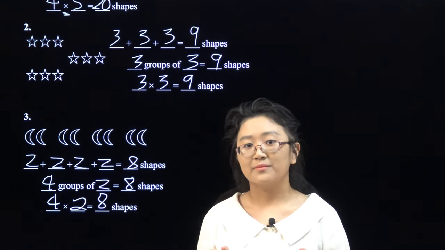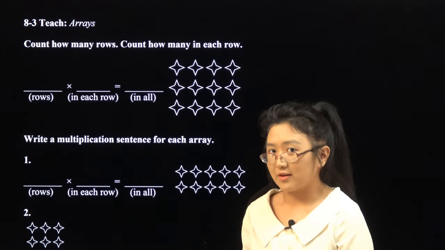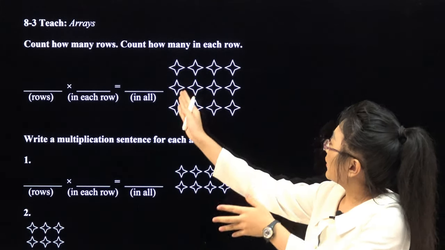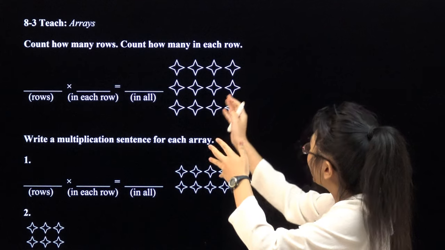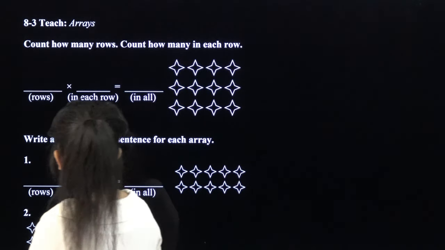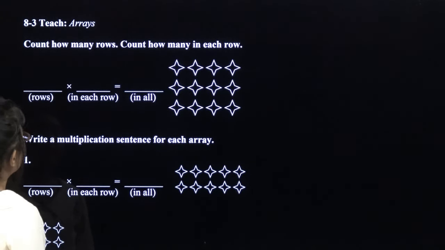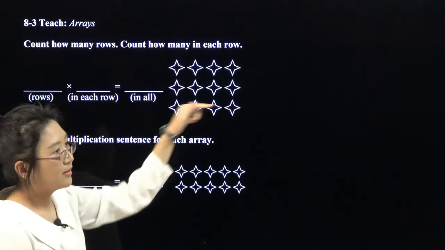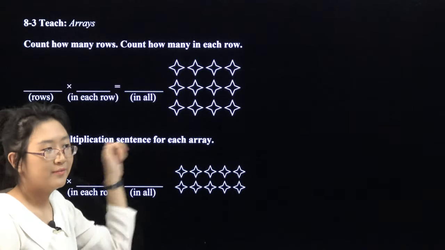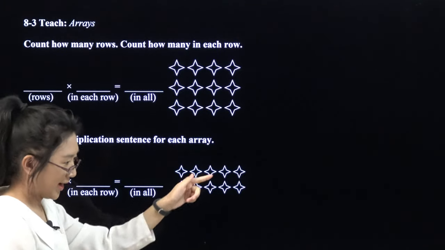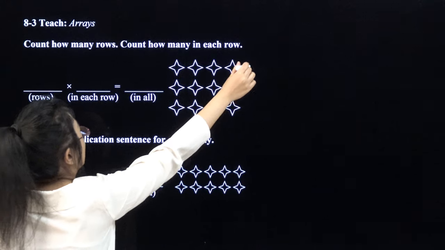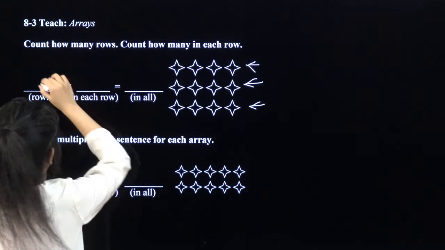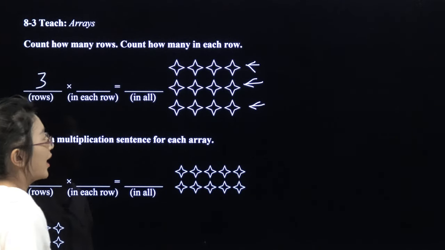There's more to it. Now arrays are just a block with rows and columns. So here we're going to count how many rows and count how many in each row. And we're also going to count how many there are in total. So how many rows are there? Rows are the ones that go not up and down, just horizontally, okay? So there's 1, 2, 3 rows. And how many are there in each row?